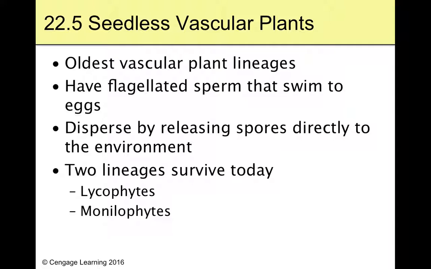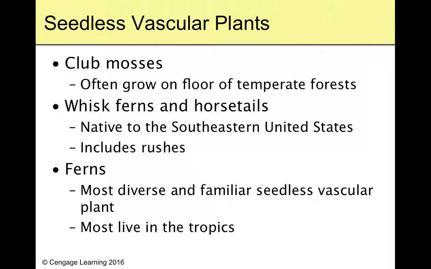We have two lineages surviving today, lycophytes and monilophytes. So there's club mosses, and club mosses grow on the floor of temperate forests. There's whisk ferns and horsetails. Horsetails you can find even here, and they're native to the southeastern United States, and they include rushes like the scouring rushes, which are plants that have silica in their cells, and so they're really rough textured, and you can clean old pots and pans with them if you're traveling.